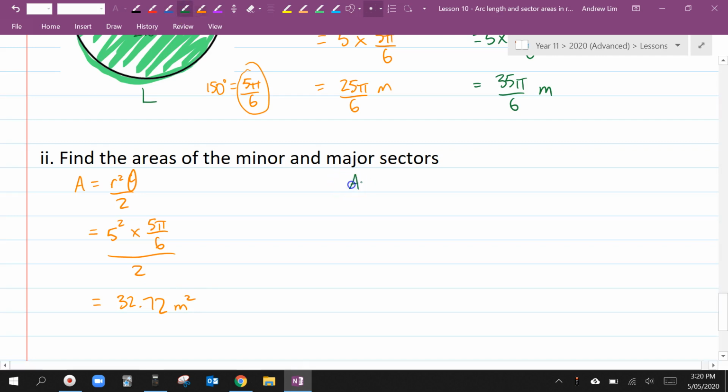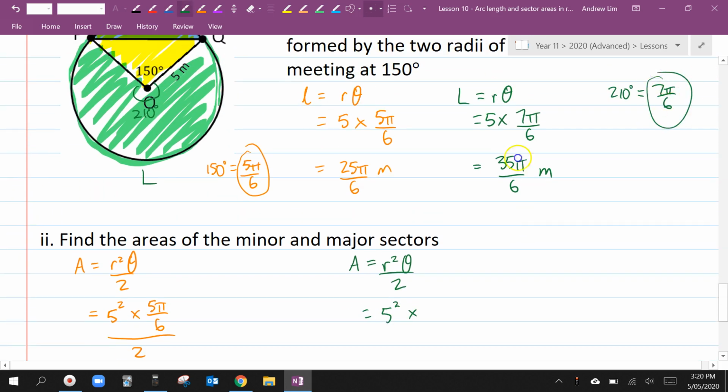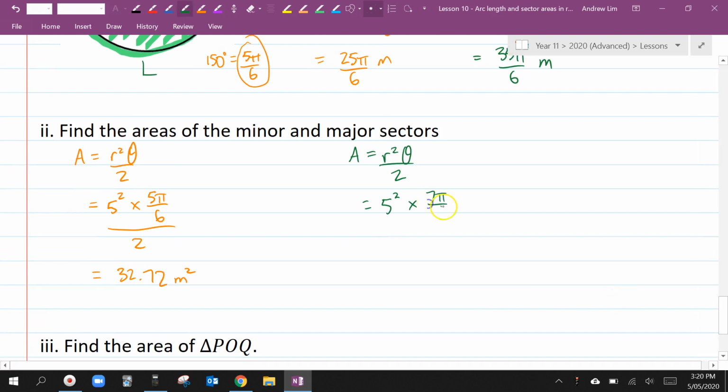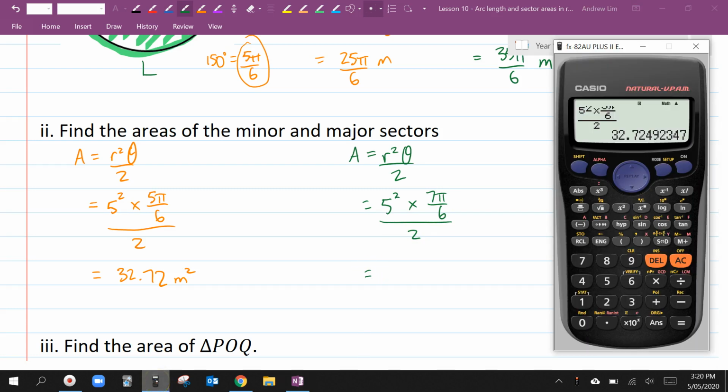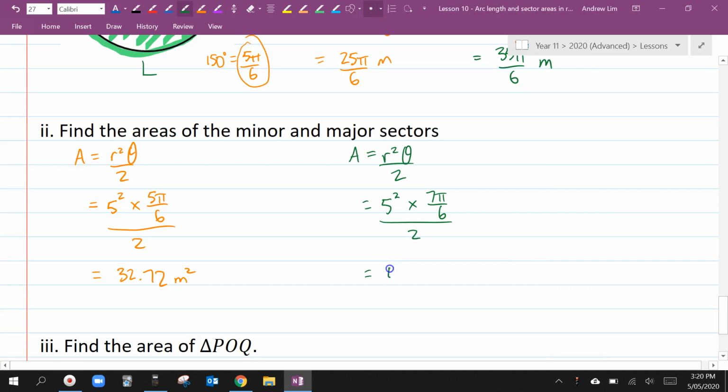And the area of the major sector, we know we're just going to keep using this formula so we get used to using it. 5 squared times, well, theta is 7 pi on 6 for the major sector. I'm going to divide that by 2. I'm just going to change that one to 7. So 45.81 square meters. Okay, so those are the areas of the minor and major sectors.